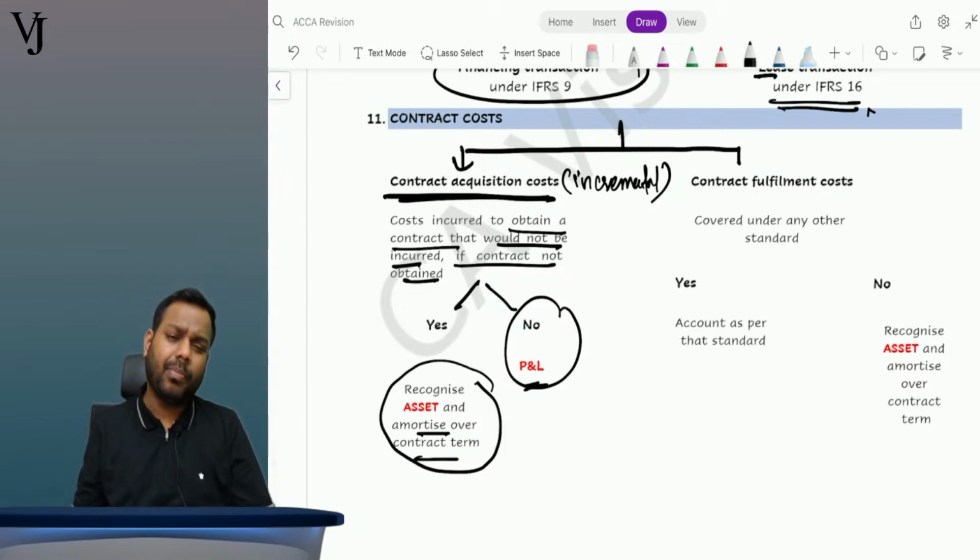Guys, it's not about important or less important, Pranav. Everything is important. Anything can come in the exam.